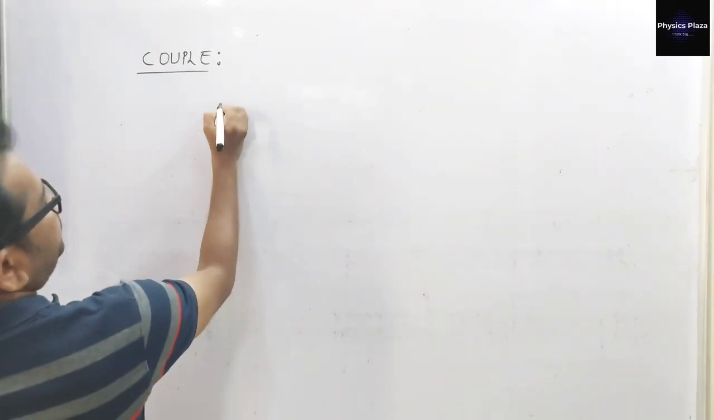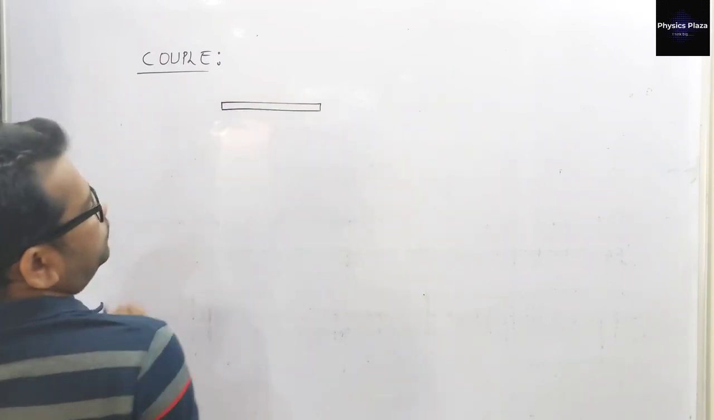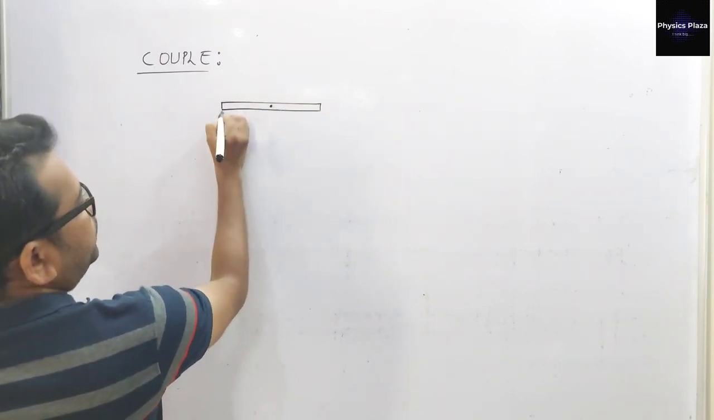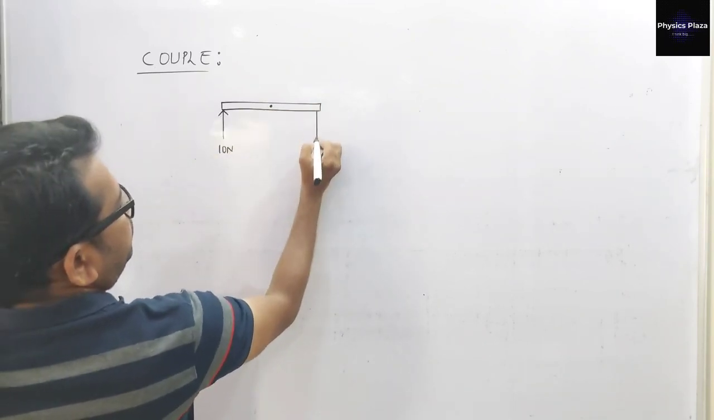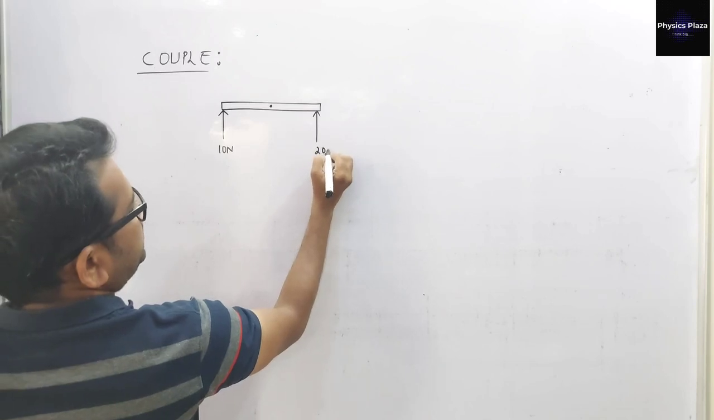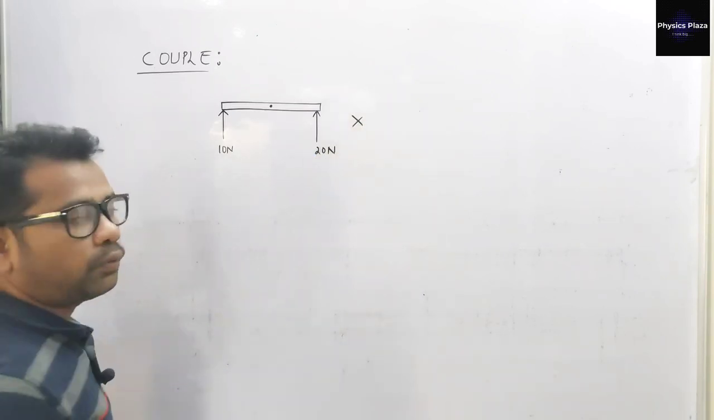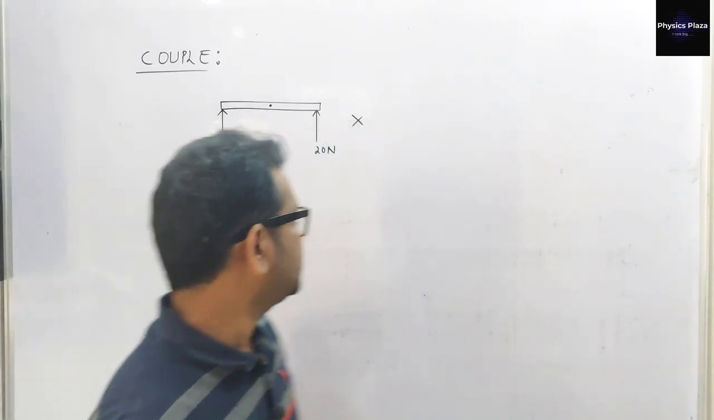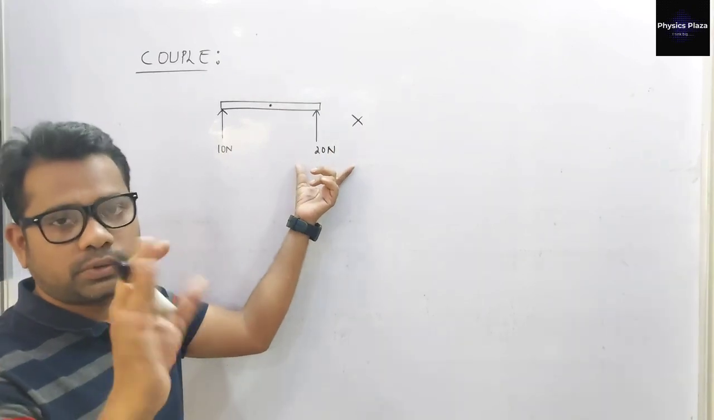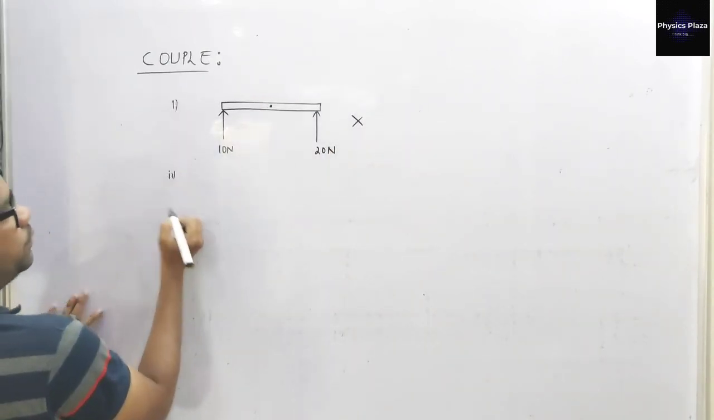Suppose an object is pivoted. Here, one force of 10 Newton is acting. Here, one force of 20 Newton is acting, let us say. These two do not form a couple. Why? First of all, for a couple the magnitude of the forces must be the same. One is 10 Newton, the other is 20 Newton, so they cannot form a couple. Let me tell you one more thing.